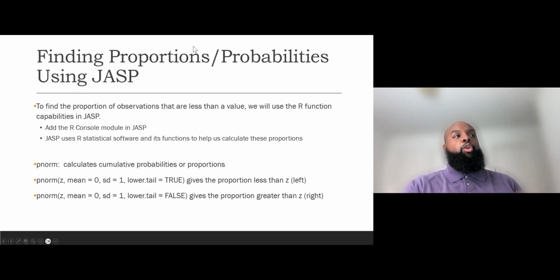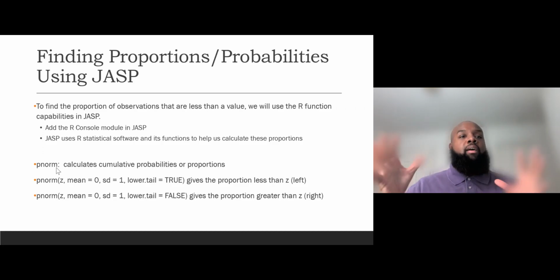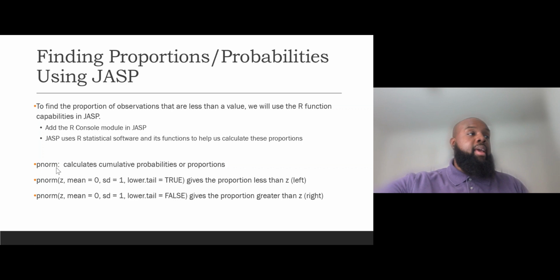Specifically, as it relates to the normal distribution and finding these proportions and probabilities, we're going to use this function here. One of the things that R has is built-in functions for a lot of things that statisticians need. In terms of the normal distribution, if we ever want to find cumulative probabilities or the area under the normal distribution curve, we can use this pnorm function.